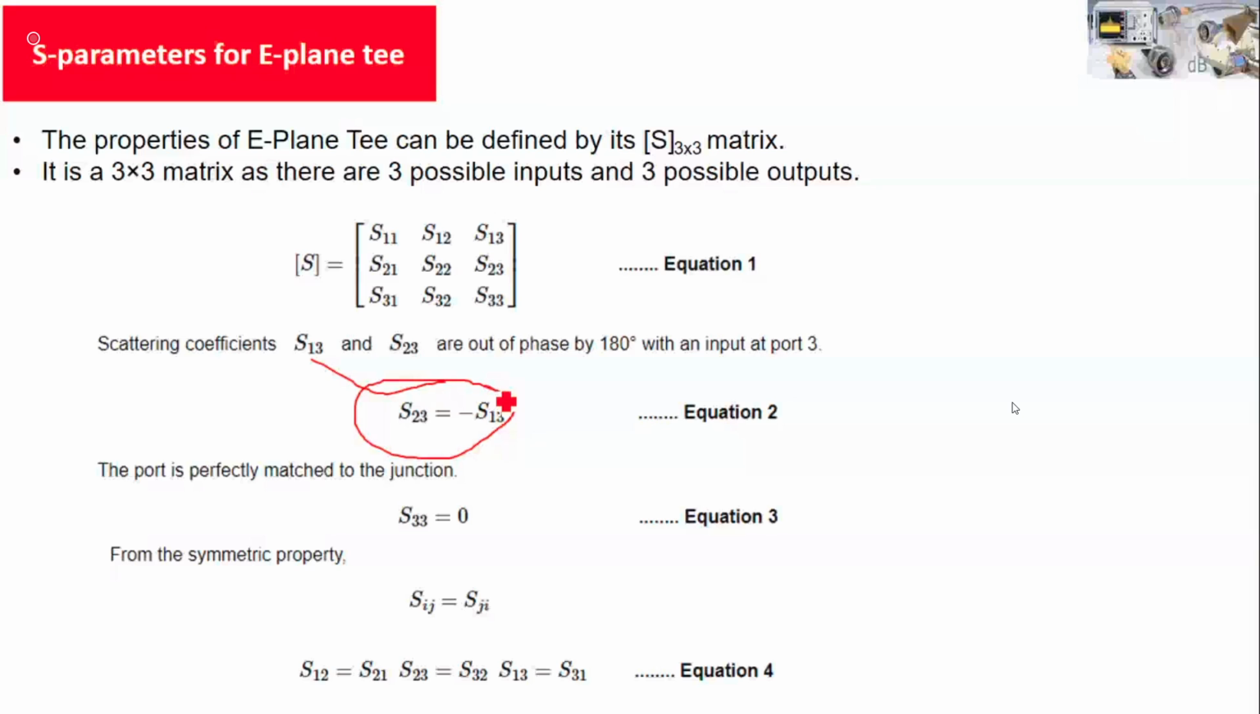If you are feeding it through port 1, the scenario will be different. If you are feeding through port 2, the scenario will be different. Now you are feeding through port 3. So these two, S23 and S13, are in opposite direction, but the magnitudes are the same.